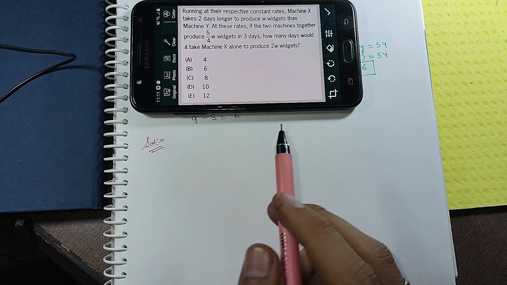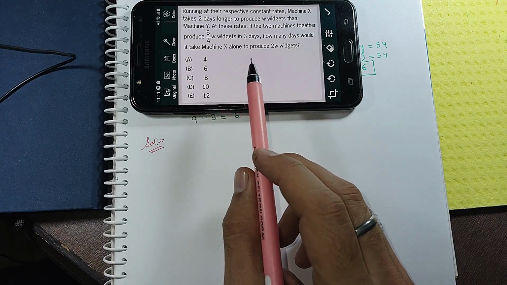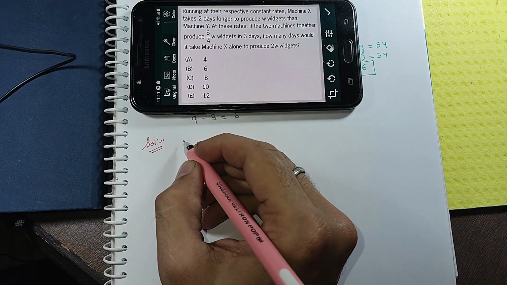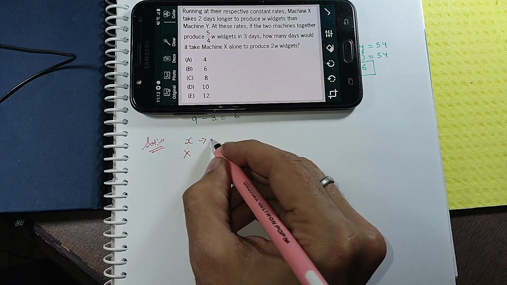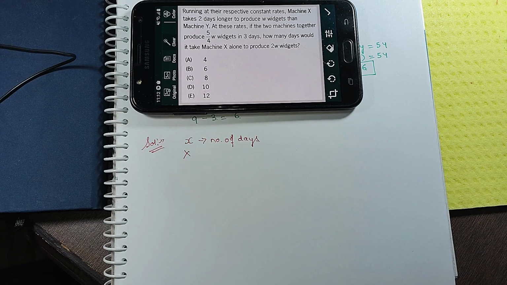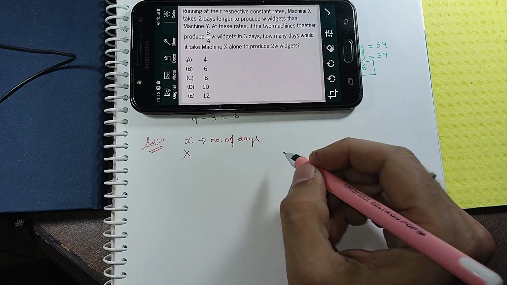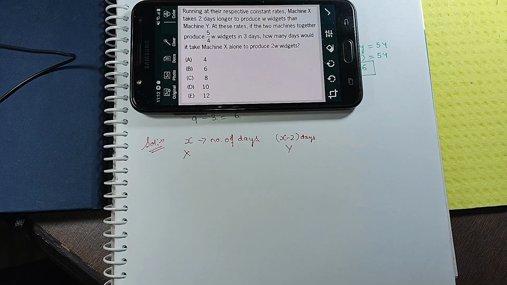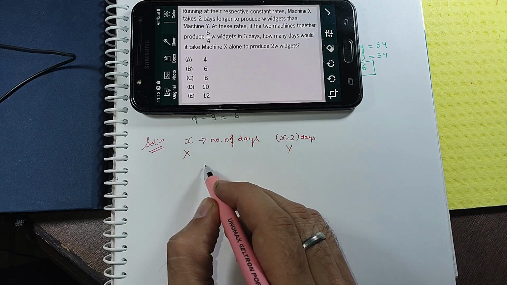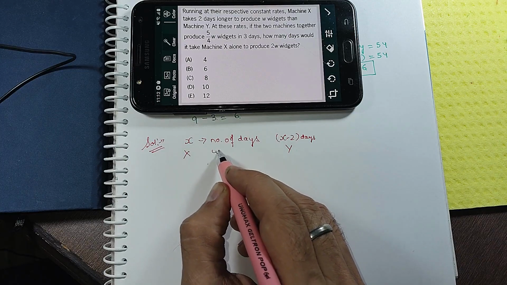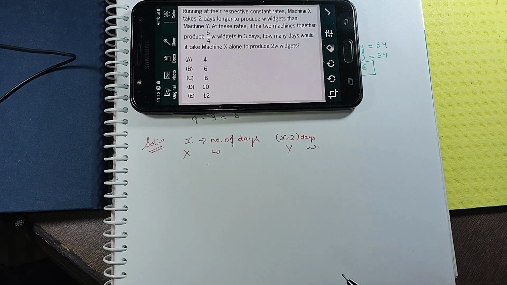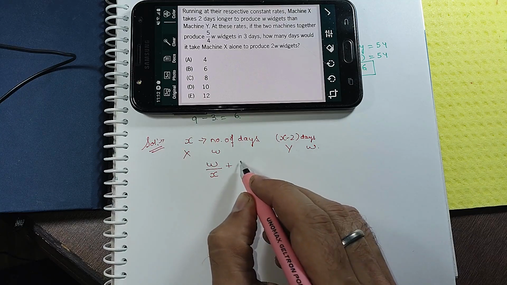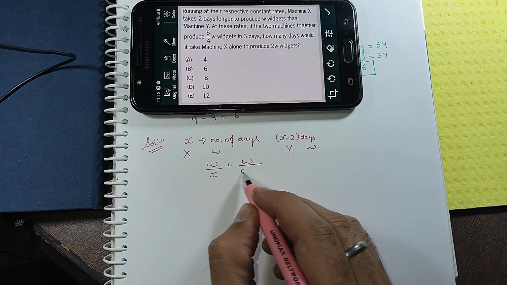Now, we have been given that machine X takes 2 days longer to produce W widgets than machine Y. So if I let machine X take X days to produce W widgets, then machine Y will take X minus 2 days, right? Because machine X takes 2 days longer. Now, 1 day production for machine X will be W by X, and 1 day production of machine Y will be W upon X minus 2.